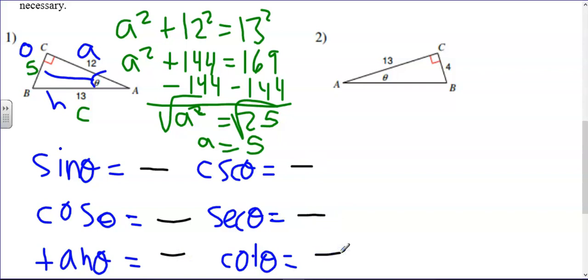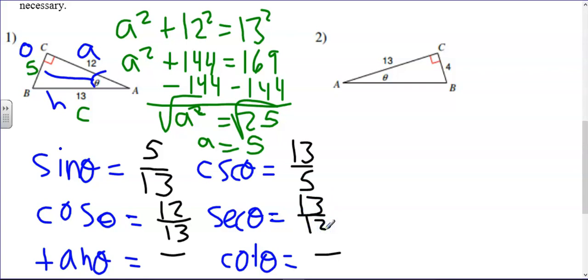Okay, so O over H, 5 over 13, flip it, 13 over 5. Cosine, A over H, 12 over 13, flip it, 13 over 12. Tangent, O over A, 5 over 12, flip it, 12 over 5.